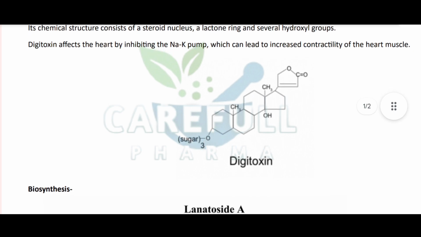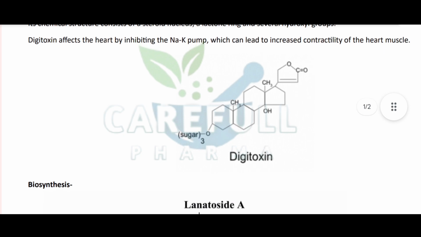Digitoxin affects the heart by inhibiting the Na-K pump, which can lead to increased contractility of the heart muscle.